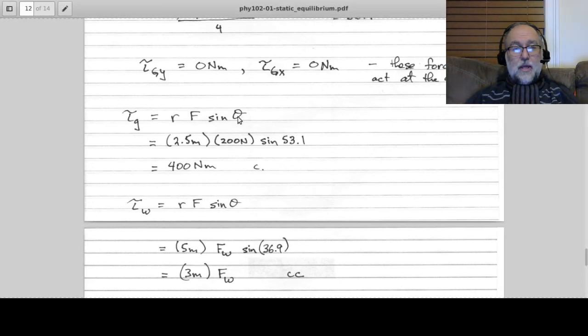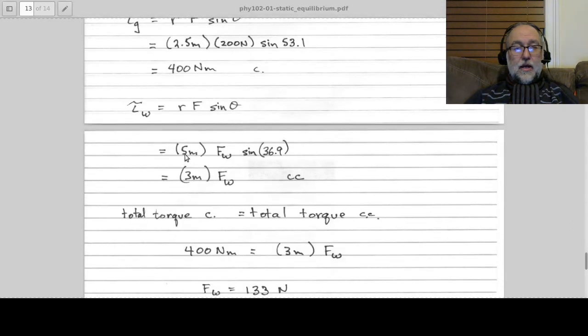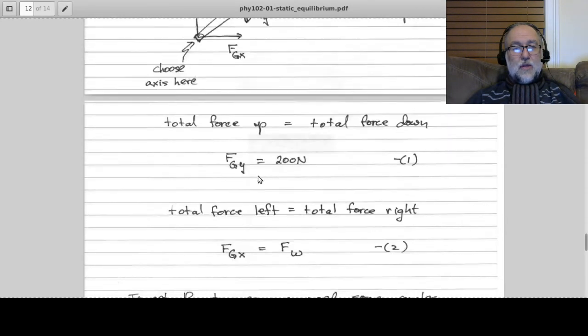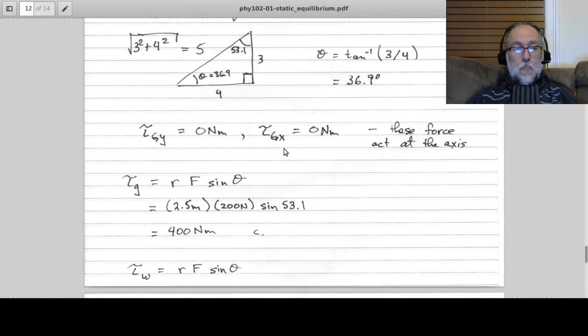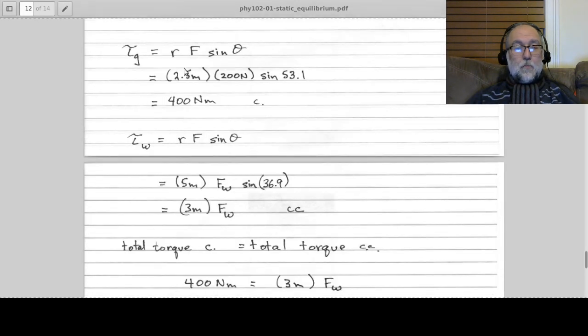What about the other one? Well, the other one is 5 meters from the axis to where it acts. There is the axis there. Where's that force acting? Way at the other end of the ladder. How long is the ladder? 5 meters. So r is 5 meters for that. F is the force of the wall, and we don't know how big it is, so just leave the symbol there. And the angle, that angle is 36.9.